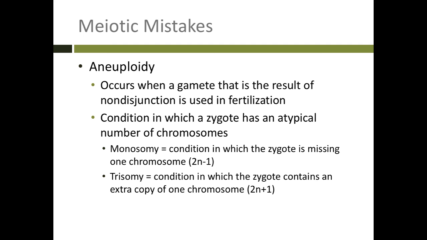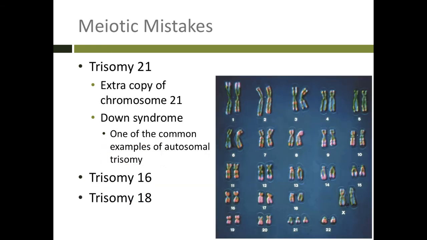When the zygote is missing an entire chromosome, it's called monosomy. When the zygote has an extra chromosome, it's called trisomy. Trisomy 21 is one of the more common non-disjunction events that results in a viable fetus. This condition is called Down syndrome. You can see the extra copy of chromosome 21 on this karyotype.